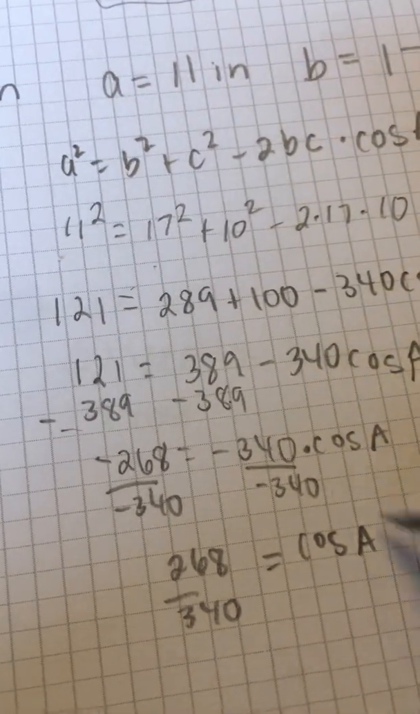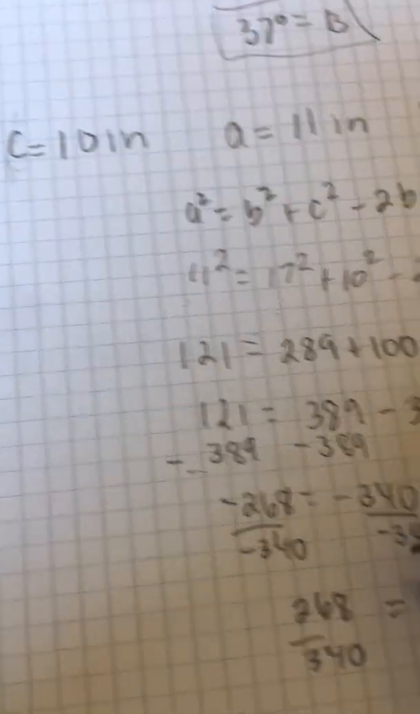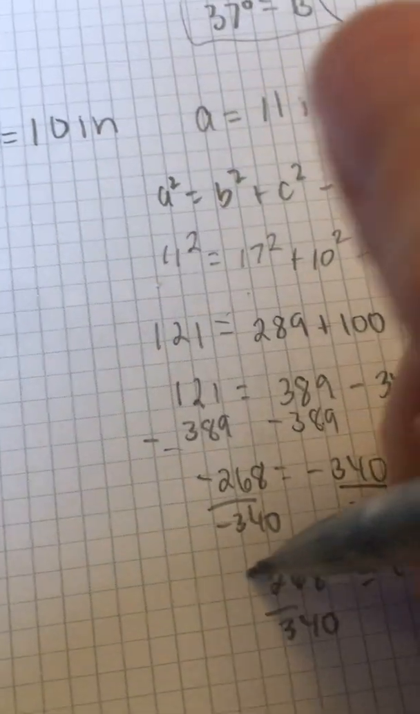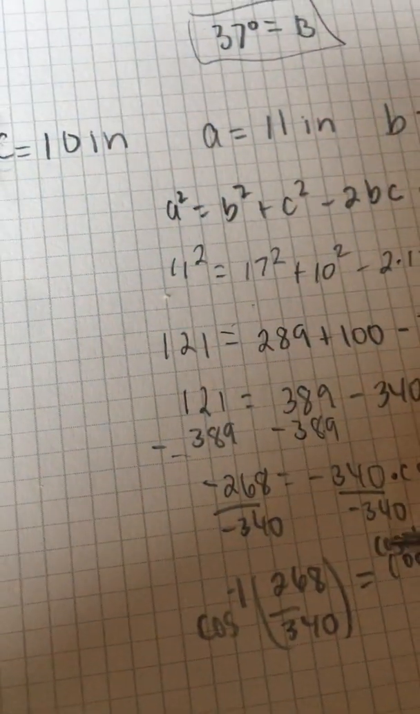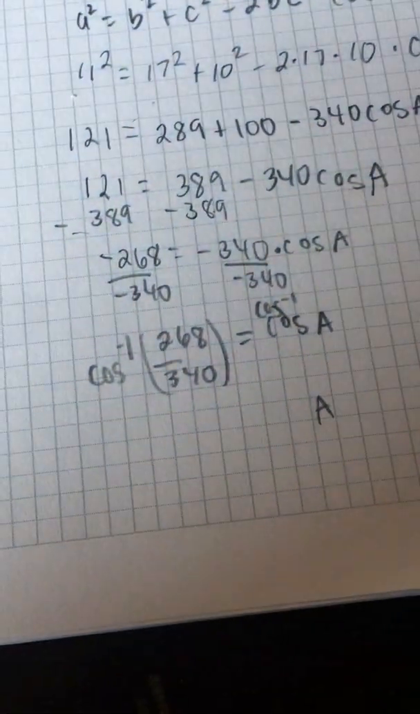I'm going to cosine inverse both sides to get my angle A. So cosine inverse both sides to figure out that angle A is the following.